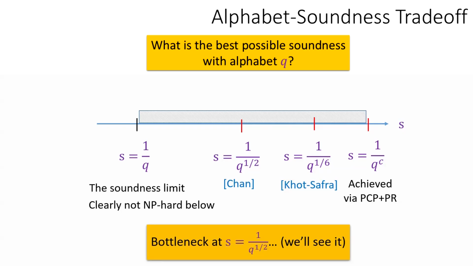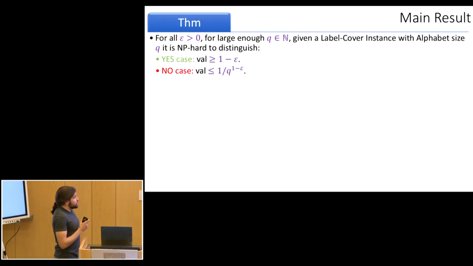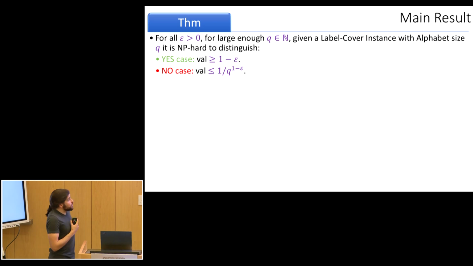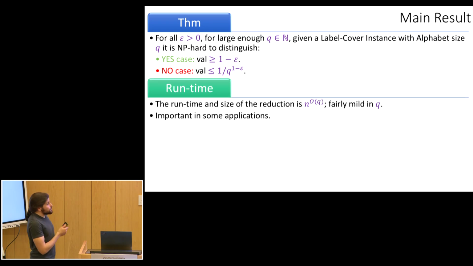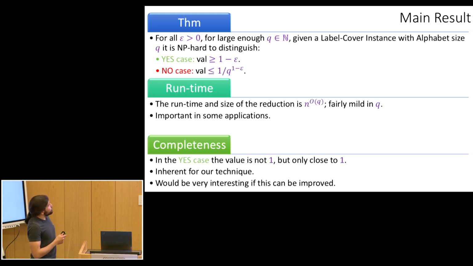We'll see it. And what I'm going to tell you about today is how to get almost all the way to soundness which is 1 over q, and we'll get to soundness which is 1 over q to the 1 minus little o of 1. So here is the more precise version of our main result. We showed that for every epsilon larger than 0, if you take q large enough, if I give you an instance of label cover with alphabet size q, it's NP-hard to tell whether the value of it is at least 1 minus epsilon, or at most 1 over q to the 1 minus epsilon. Exactly, that's the point of this more precise formulation.